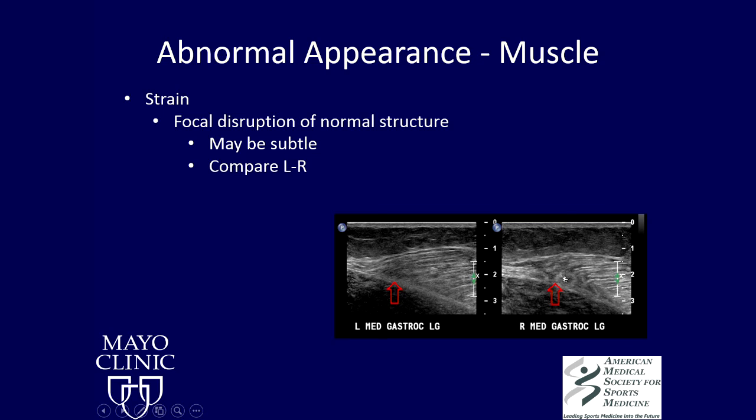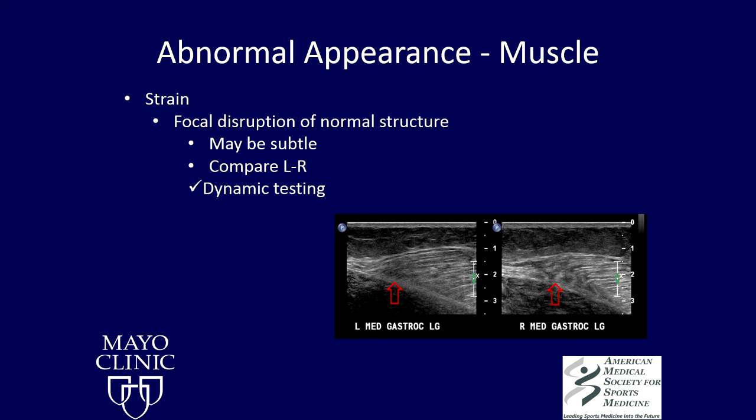So here you can see the medial head of the gastroc coming down, really nice pennate structure here, and then you can see focal disruption where it would be attaching to the aponeurosis. Whereas on the contralateral side, you can see everything attaching very nicely onto that aponeurosis, so it helps you to see when you do side-to-side comparison.